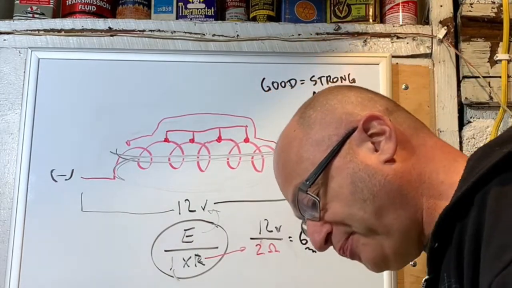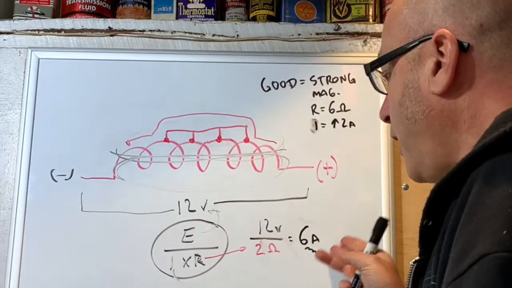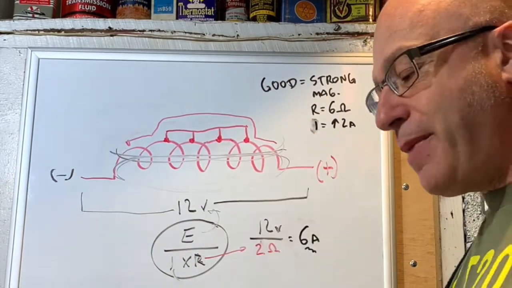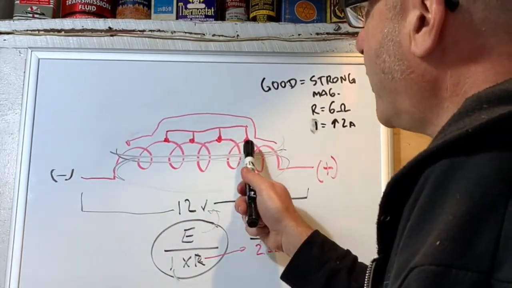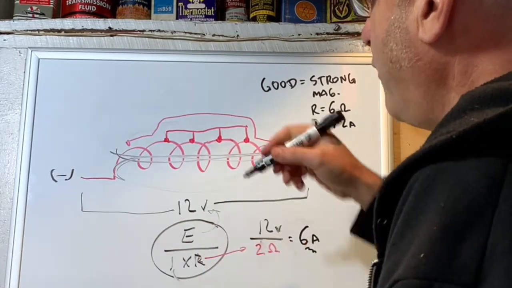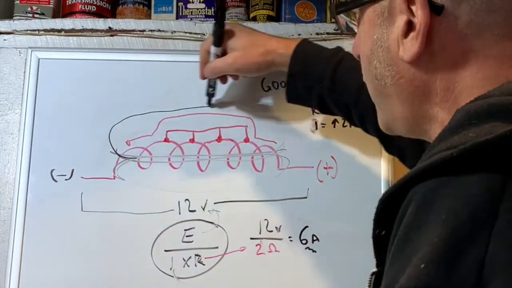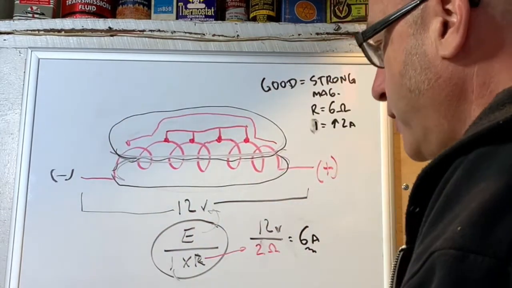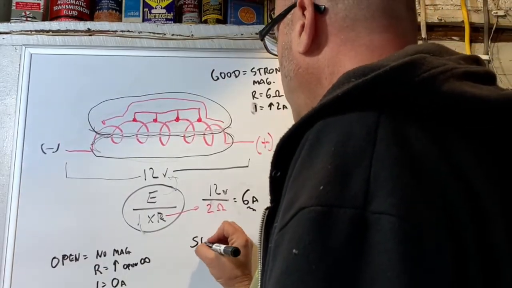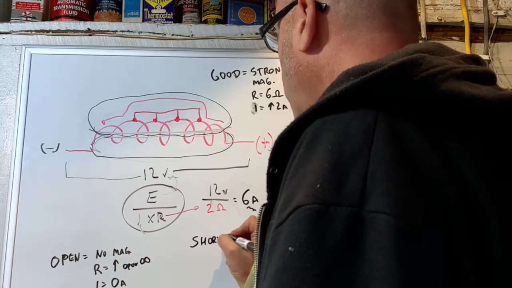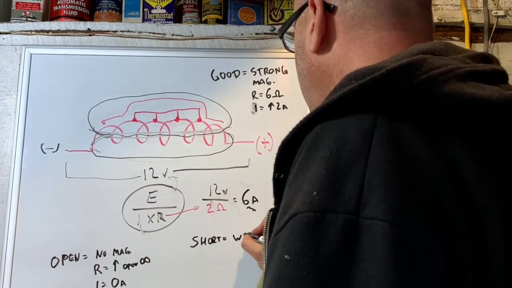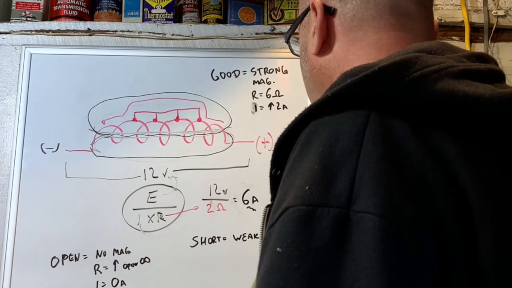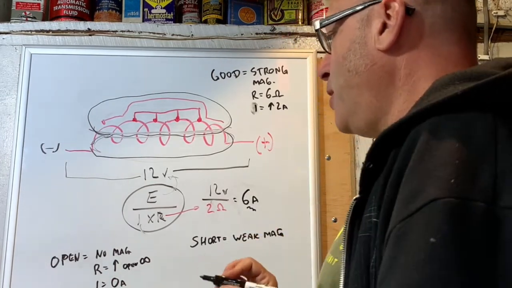Now here's the crazy thing. You would think that because of the higher current pull, maybe the magnetic field is stronger, but here's the thing. The magnetic field is weaker because it's canceling out these coils. It's not taking advantage of them. So the magnetic field in this entire thing is very weak. It's nowhere near what it was. So a short in a coil equals a weak magnetic field.